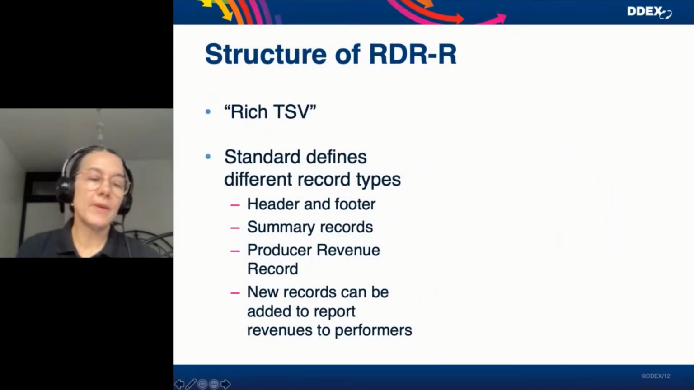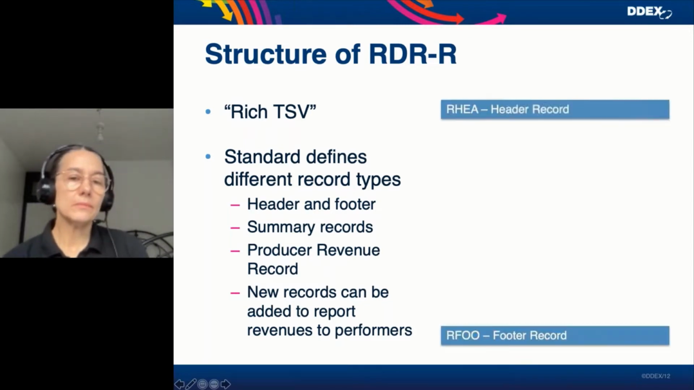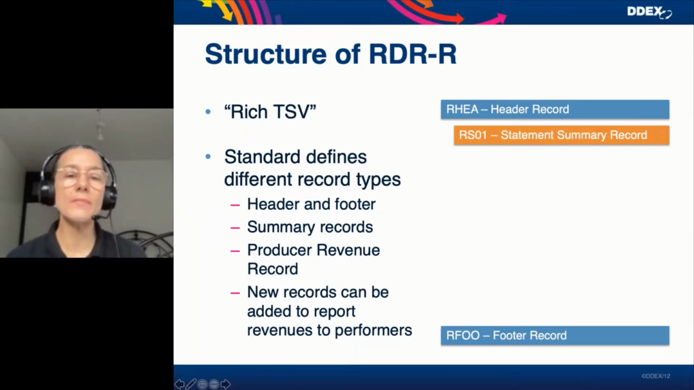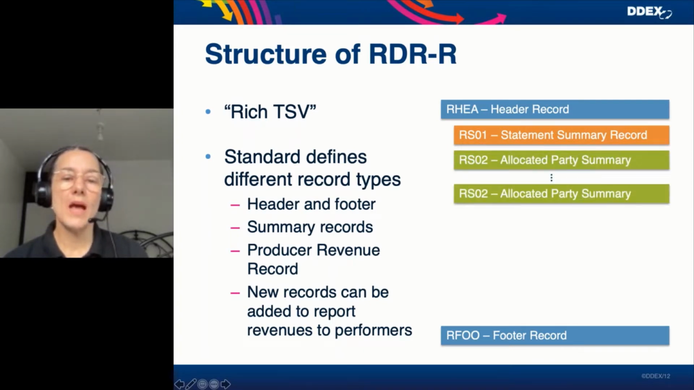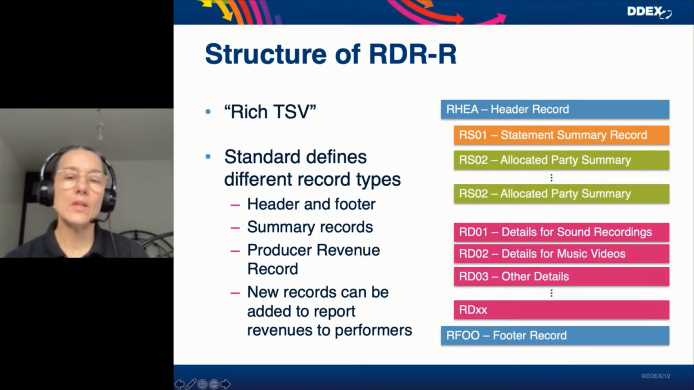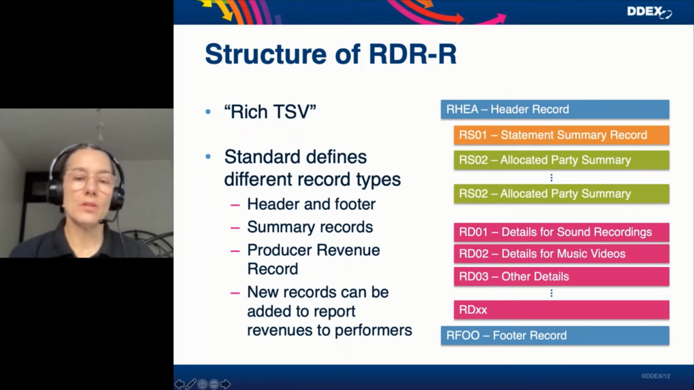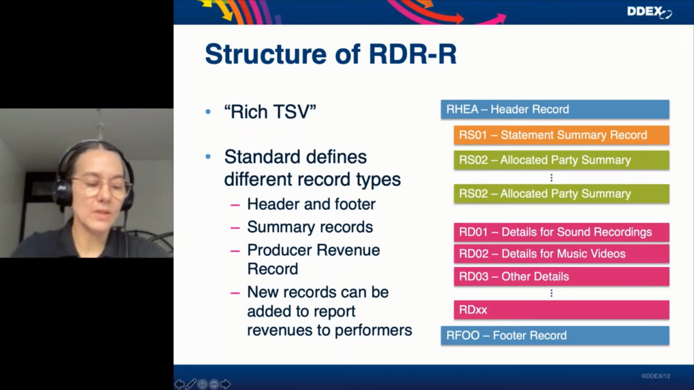So XML is not best suited for tabular data, and hence the RADAR working group has adopted the same principle as the DSR standard and created a flat file version of the reporting message in MLC 1.4. You can see that the structure of the message has got the header record and the footer record, the summary records, then the producer revenue record, and new records can be added to report revenues to performer. So it's a very simple, rich TSV file, which allows the core data to be communicated between all the stakeholders.